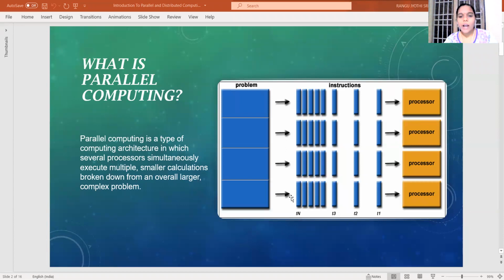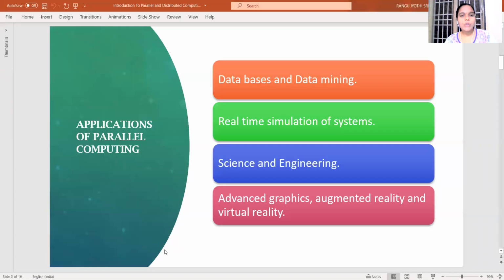Next, let's see what the applications of parallel computing are. There are huge applications in real time. Let me discuss some. One is databases and data mining, the second is real-time simulations of systems, the third is science and engineering, and the fourth is advanced graphics, AI, AR and VR.